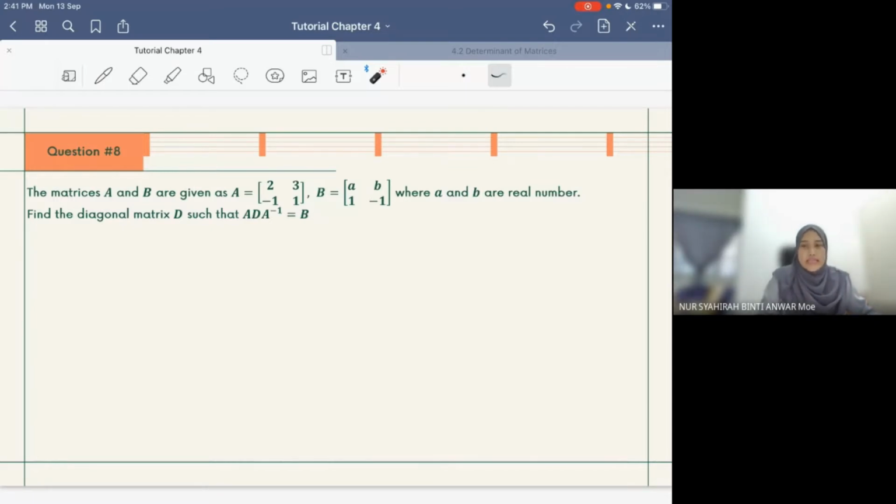Okay, what does it mean by diagonal matrix? Diagonal matrix tu apa? Kat mana je yang ada elemen, kat mana yang akan jadi kosong?